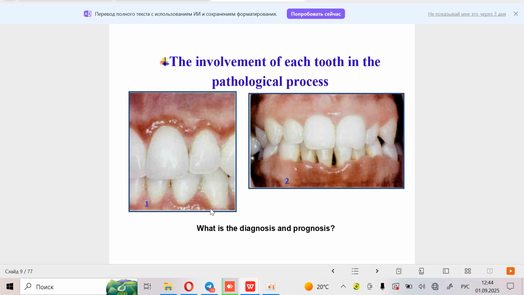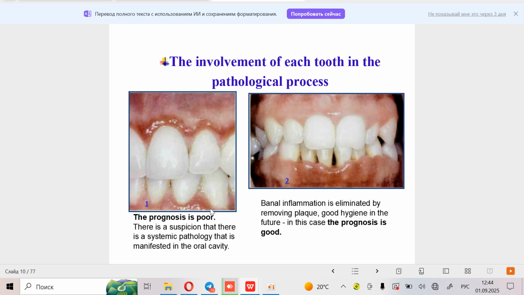On the second case, you can see that the front part of all the gum is involved in the pathological process. All gum. This is a banal inflammation, and this banal inflammation is eliminated by removal of plaque. Good hygiene in the future. In this case, the prognosis will be good. The prognosis in the first case is poor. Of the second case will be good.